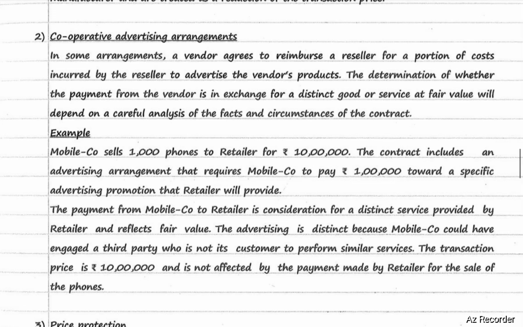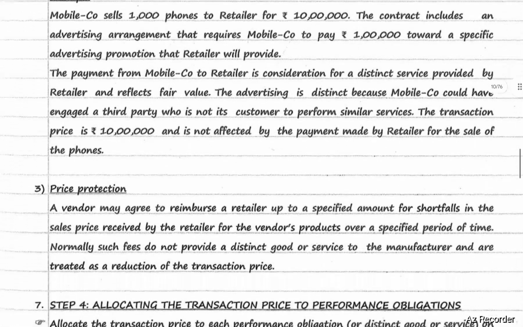The advertising is distinct because mobile company could have engaged a third party who is not its customer to perform similar services. The transaction price of 10 lakhs is not affected by the payment made to the retailer for the sale of the phones. Here the amount paid to the customer will be reduced from the transaction price. Next one, price protection.